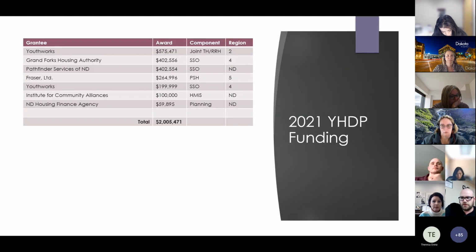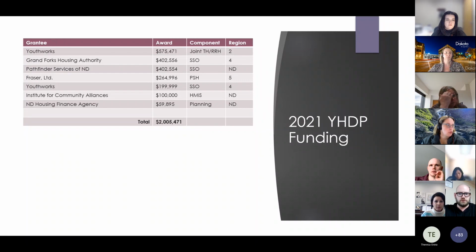And then these are the agencies that were funded through YHDP. The planning grant is a one-time grant, so we will no longer receive that funding once those funds are depleted. The rest of these grants will actually roll over to the normal COC competition once the 2-year period has ended.